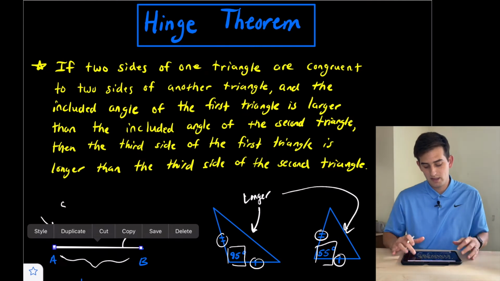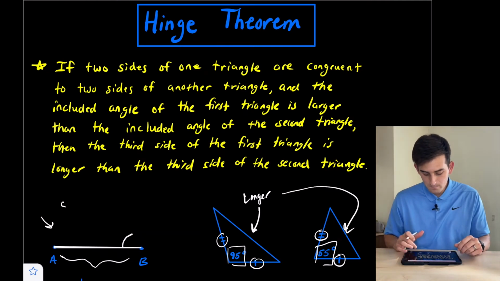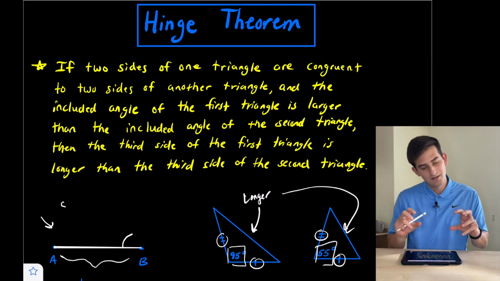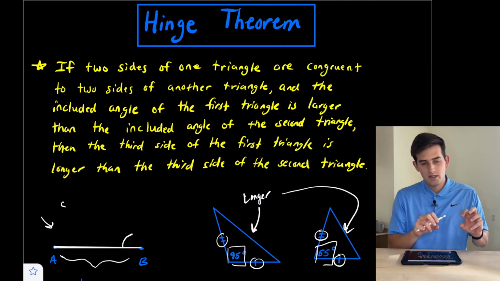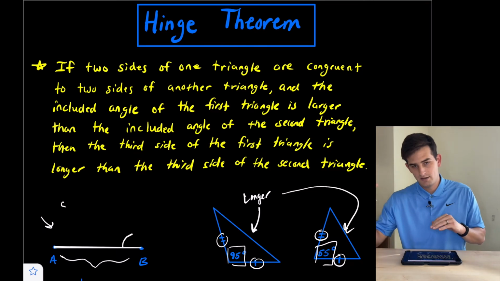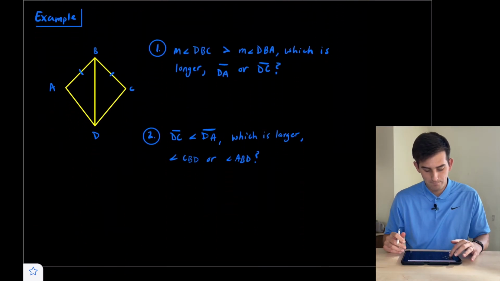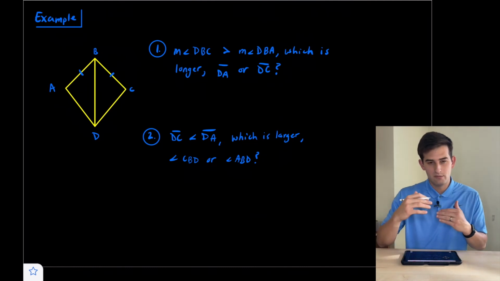So that's what this hinge theorem is telling us. We also have the converse to the hinge theorem, which basically states if we start with the angle measures, then we can tell which side is longer than the other, okay? So we'll look at a couple examples here. Just one example, but two problems off of it.